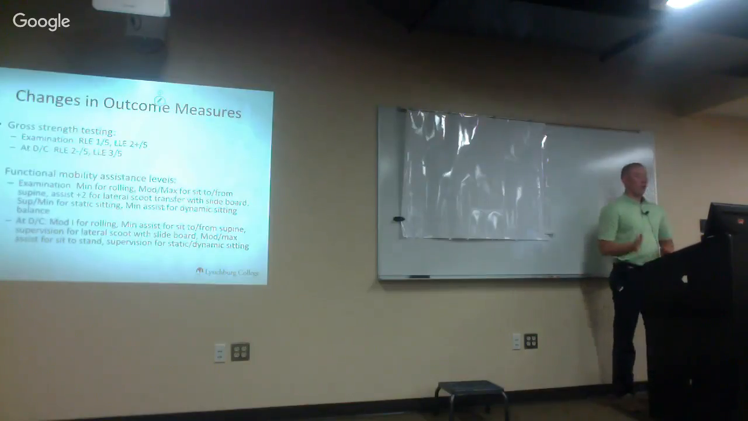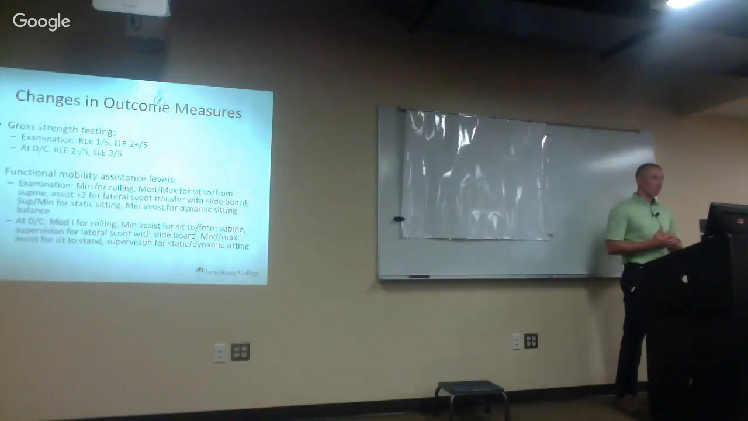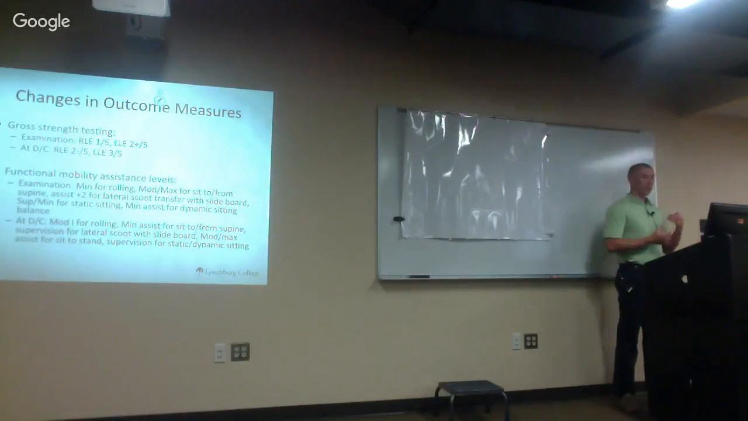So over the course of the examination and the 5 treatment days, changes in outcome measures. Right lower extremity went from 1 to 2 minus, so basically a trace muscle contraction to being able to move through almost full range, gravity eliminated. So we weren't able to get full range gravity eliminated. And then the left lower extremity seemed to be progressing a lot better than the right. So she was able to get to at least 3.